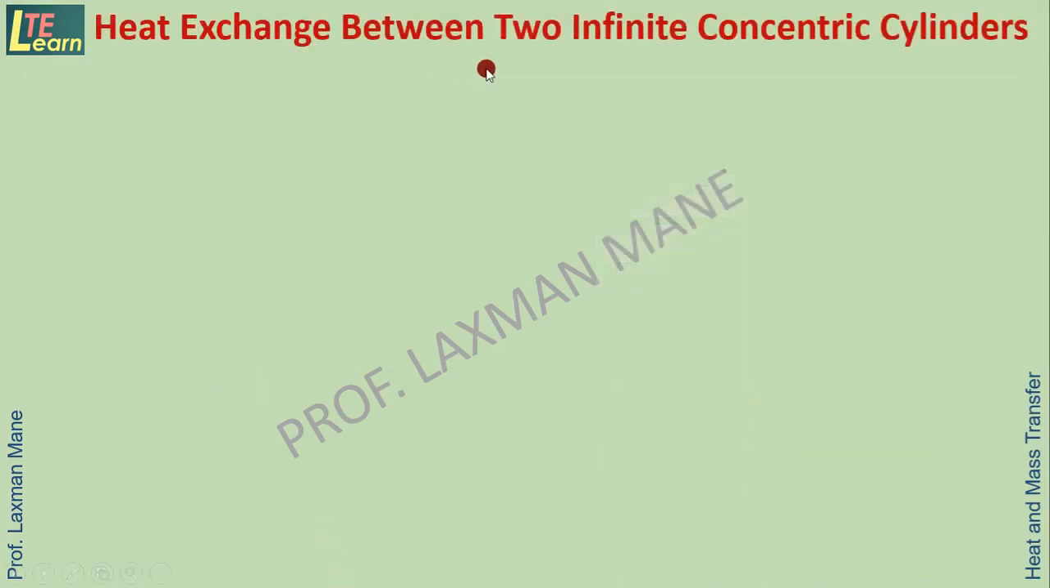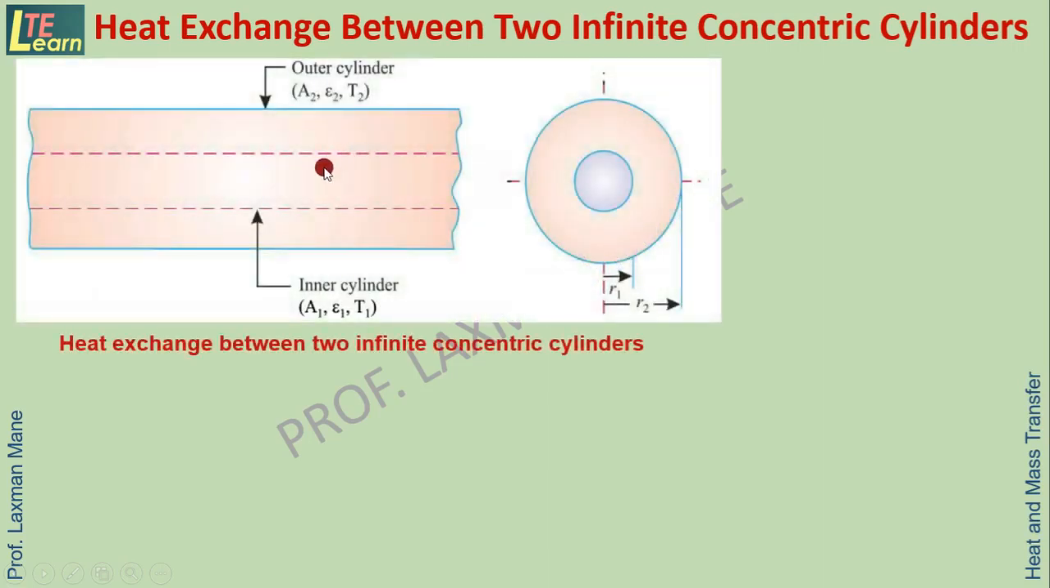Now heat exchange between two infinite concentric cylinders. This is the second gray body case. Here is the diagram. This is the inner cylinder, this is the outer cylinder. The dimension of the inner cylinder is R1, the dimension of the outer cylinder is R2. These are the radii. A1 and A2 are the respective areas. Epsilon means emissivity and temperatures are respective. For the inner cylinder, emissivity epsilon 1 and temperature T1. For the outer cylinder, emissivity epsilon 2 and temperature T2.